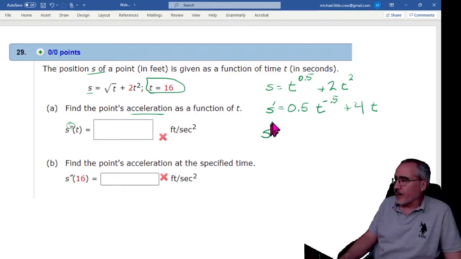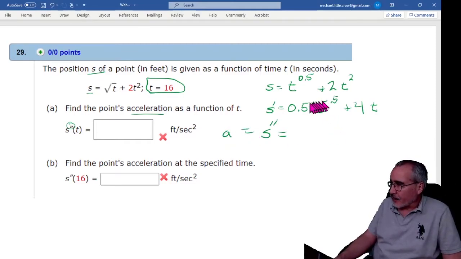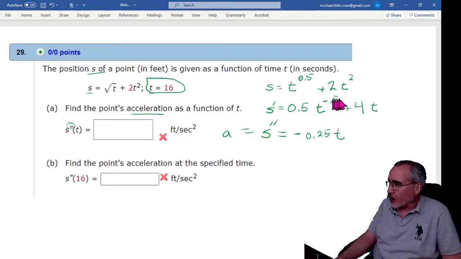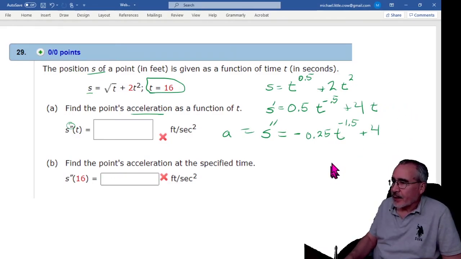Our second derivative, the derivative of the derivative, which is going to be our acceleration, is the negative 0.5 comes down, and we're going to get negative 0.25. 5 times 5 is 25, the 2 decimals move it over. And then we have t, we subtract 1 from it to the minus 1.5. When we take the derivative here, the 1 comes down, so we get a plus 4, t to the 0 power, so that part's gone. So that is our derivative function.